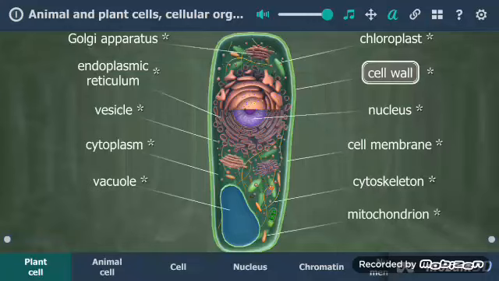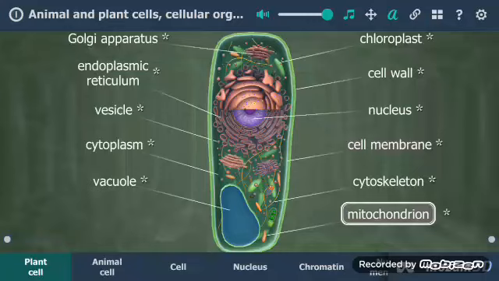Now the cell wall. The cell wall provides protection, shape, and mechanical support for the cell. Very interesting. The nucleus. The nucleus is the main life itself. It controls all life activities of the cell. The cell membrane plays a great role in selective absorption of materials.